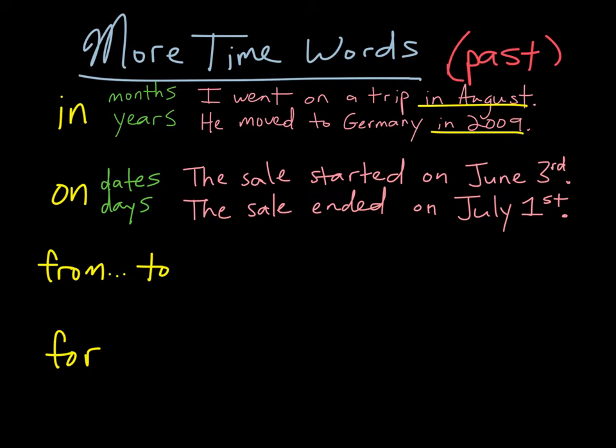We use on to talk about dates and days. The sale started on July 3rd. The sale ended on July 1st. So we use on to talk about dates and days.